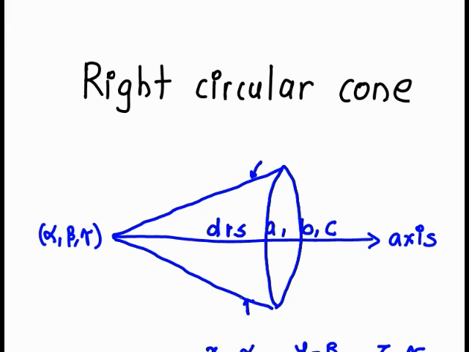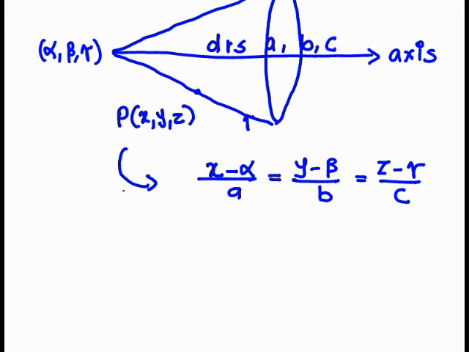Now, what is the use of this generator? First of all, we observe what this x, y, z is. If you consider any point on a generator with coordinates, say P is a point x, y, z, from this we get the equation of an axis. So overall, this is nothing but our right circular cone.